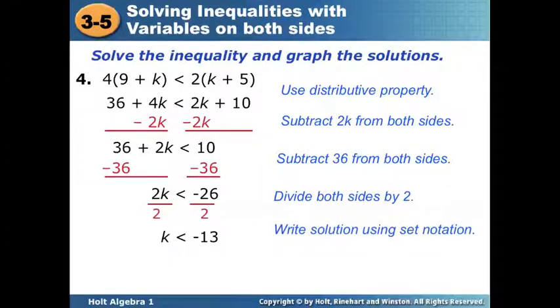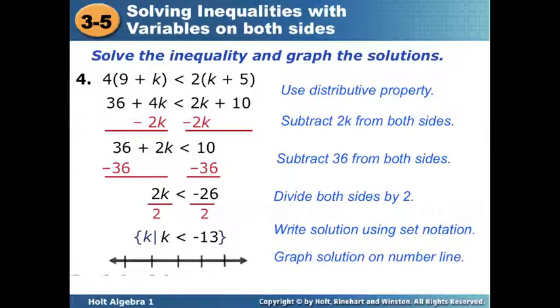Write your answer in set notation, graph, and check. Be especially careful when making your negative number lines. Here you see the less than numbers on the left and the greater than numbers on the right. I have seen in the past students making their number lines backwards when working with negatives. Be especially careful when working with negatives. We have an open circle on negative 13, and we shade towards the less than side.